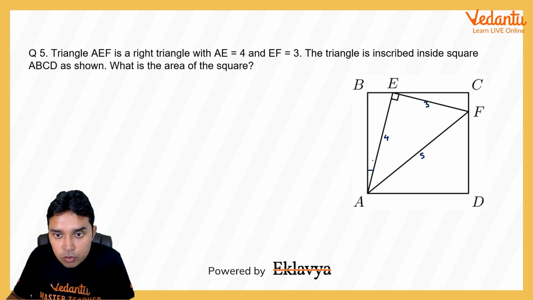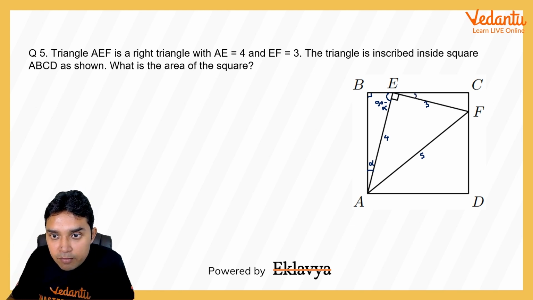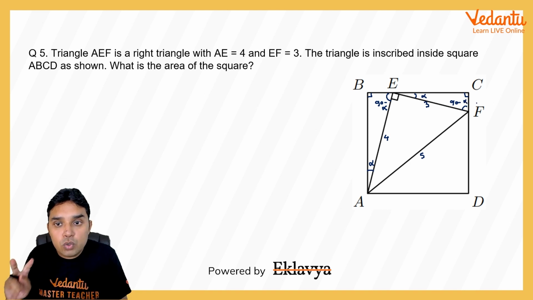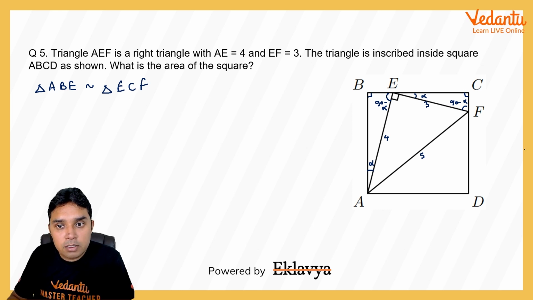If I call this angle alpha, because this is 90, this will be 90 minus alpha. This is 90 and BEC is a complete straight line. So this remaining angle here will also be alpha. So this is alpha, this is 90, so this will also be 90 minus alpha. So I think we have found two similar triangles. What are those? Triangle ABE is similar to triangle ECF. So these two triangles are similar.